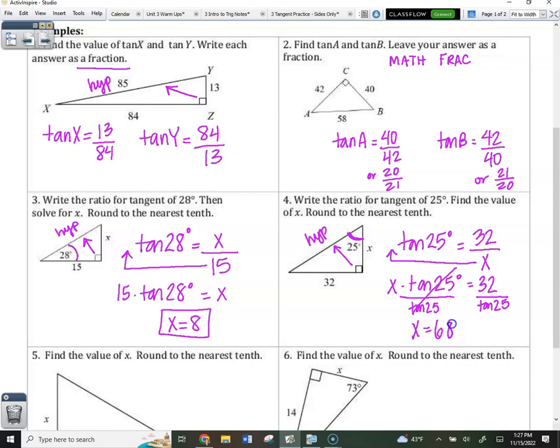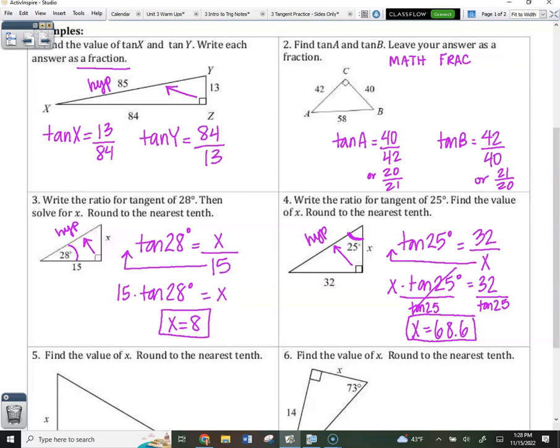And you might think again that that's a really big number, but if you look at the picture, one of the side lengths was 32. So it actually makes sense. Now, I want you working by yourself. I don't want you with a partner yet. I'm going to let you go to a partner after a little bit. But I want everybody working on your own.